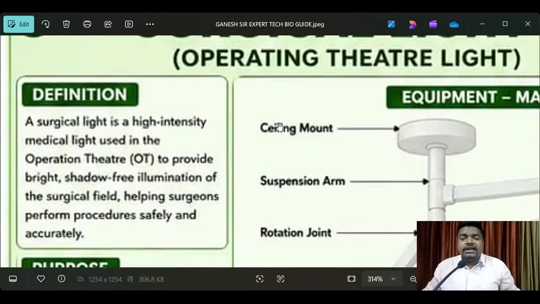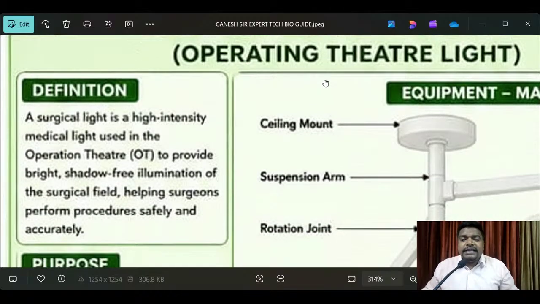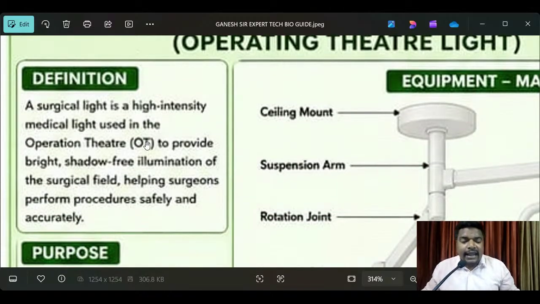Now come here. What is the surgical light definition? As biomedical engineers, listen carefully. What is the definition of the OT light? Let me read it out. It is visible right now. One by one, my dear engineers: a surgical light is a high intensity medical light used in the operation theater (OT) to provide bright, shadow-free illumination of the surgical field, helping surgeons perform procedures safely and accurately.